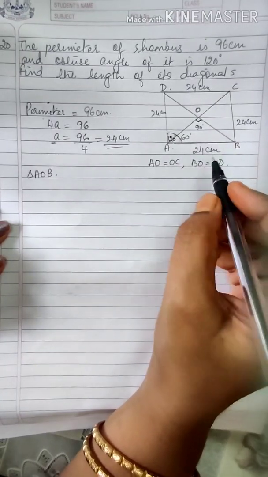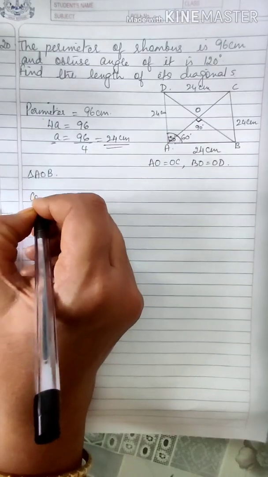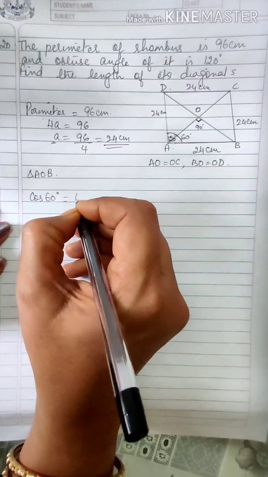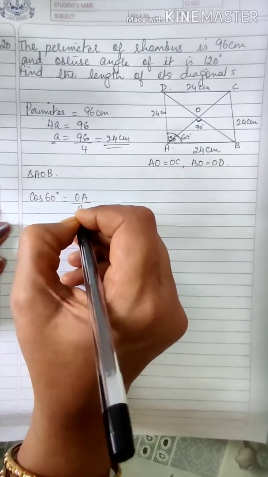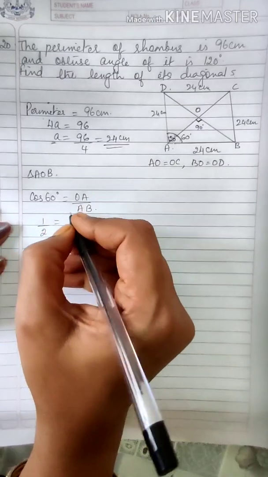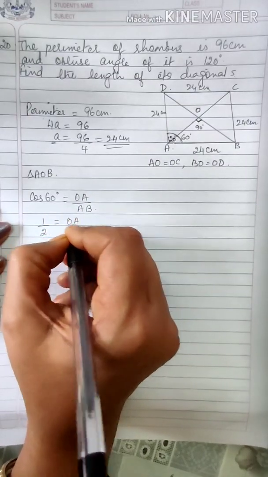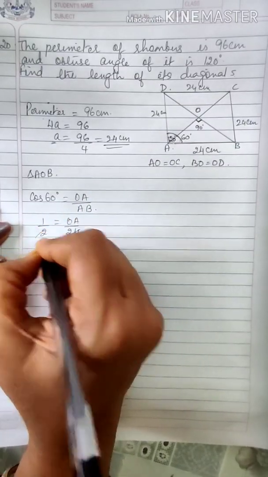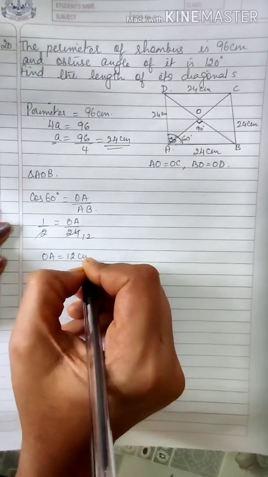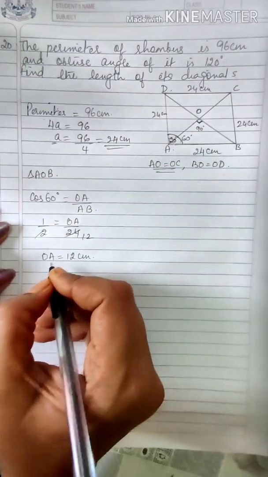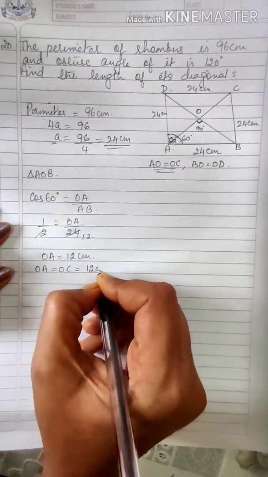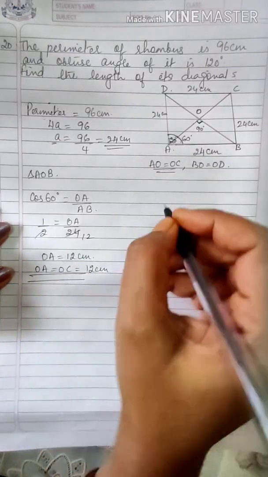Now coming to this right angle triangle AOB, here AB is your hypotenuse because it is opposite to 90 degree. Now I will take the cos 60. Now cos 60 will be equal to OA upon AB, and you know the value of cos 60 is half, and OA upon 24. This gets cancelled. So OA is equal to 12 centimeter, and you know OA is equal to OC is equal to 12 centimeter. This is the first part.